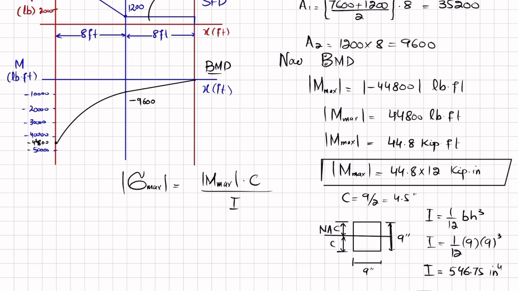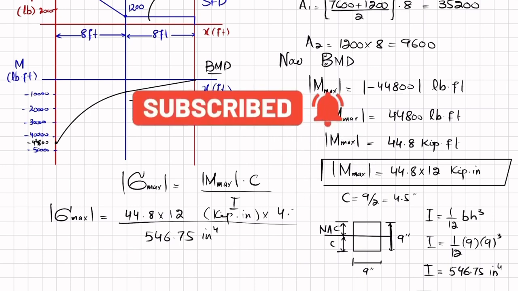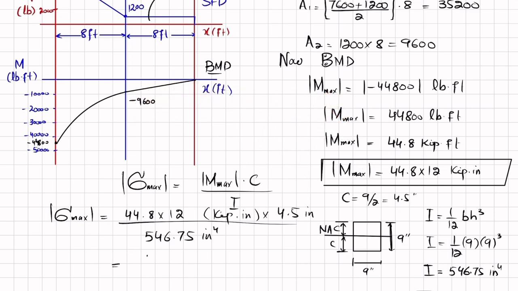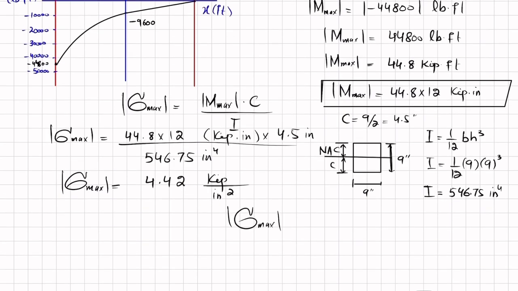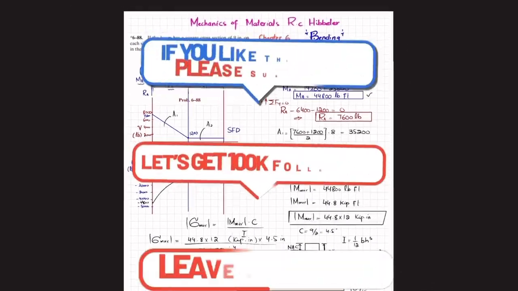Clear? Now you have all the values. You can just put it in this formula. Maximum absolute value of bending stress is equal to moment, which is 44.8 multiplied by 12, unit is kips into inch, divided by I, which is 546.75 inch power 4, and C is 4.5 inch. So we will get 4.42 kips, which is kilopound, divided by inch square. And that is the maximum absolute value of bending stress. When you calculate it, this maximum absolute value of bending stress is 4.42 kips per square inch, which is equal to KSI, kilo pound per square inch. And that is the answer of this question, in which we have calculated the maximum absolute bending stress for the beam and loading shown.